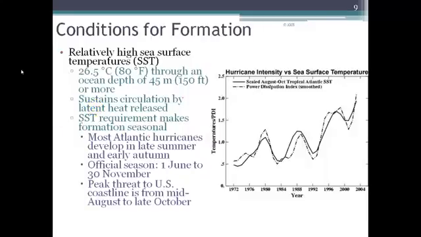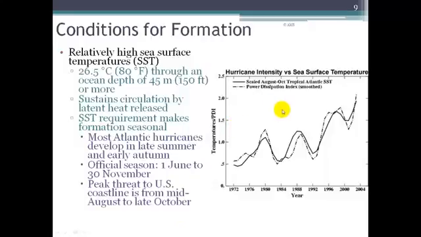So because of this, most Atlantic hurricanes develop in the late summer and early autumn when the sea has heated up. The official hurricane season is from June 1st to November 30th, and the peak threat to the U.S. coastline is from mid-August to late October.